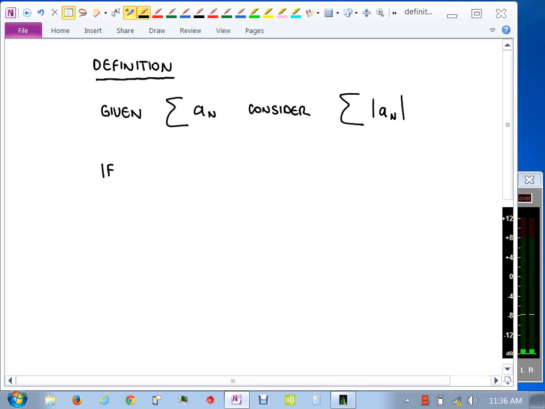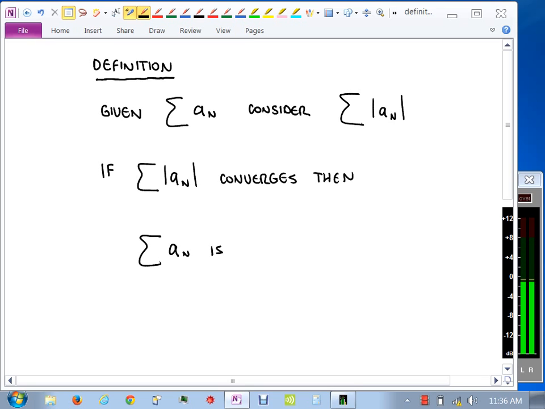If the sum of the absolute values of the terms converges, then the original series is called absolutely convergent. Quote, absolutely convergent. That's the definition. So that's a definition of absolutely convergent.